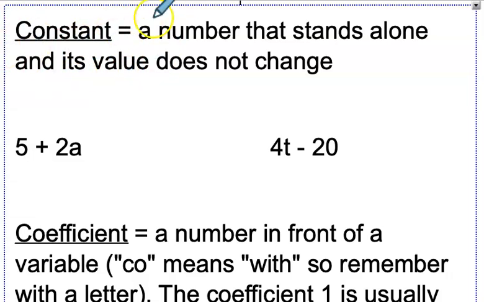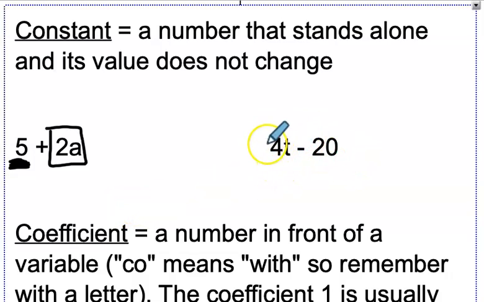A constant. So please, again, write this down. A number that stands alone and its value does not change. You are going to see 2 numbers here. One of these is a constant and one of these is not a constant. In this example, 5 plus 2a, this is considered a term. The value of this could change depending on what a is. Let's say a is 1. Then I would have 2 times 1. Well, that's going to be 2. A could also be 5. Well, 2 times 5 is 10. So this value can change, but this value will never change. This 5 alone will always remain a 5.